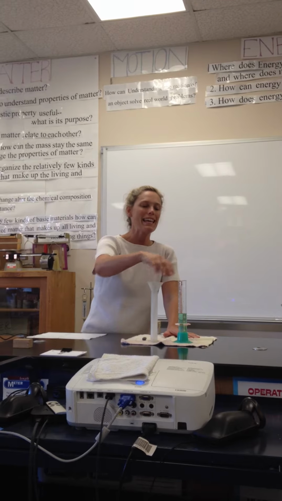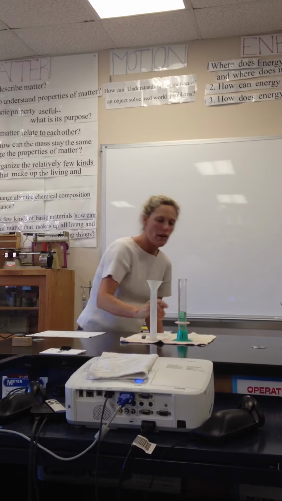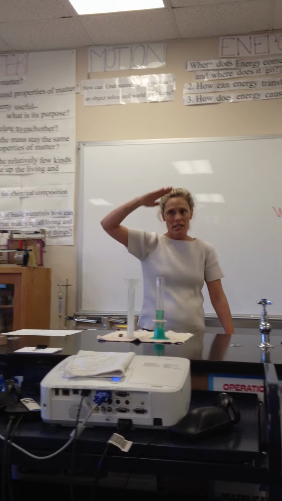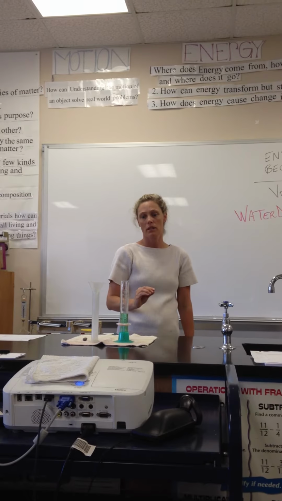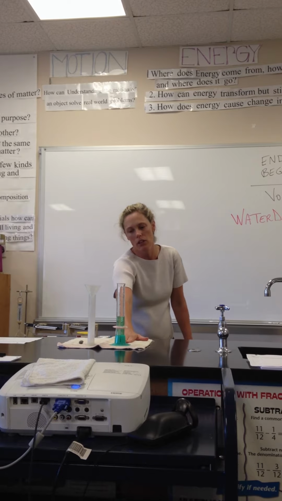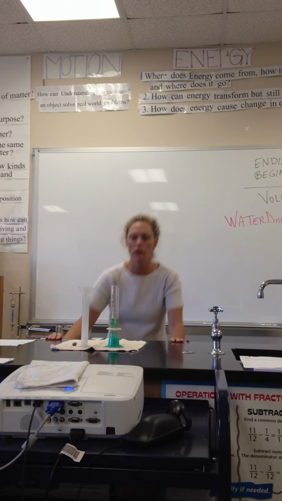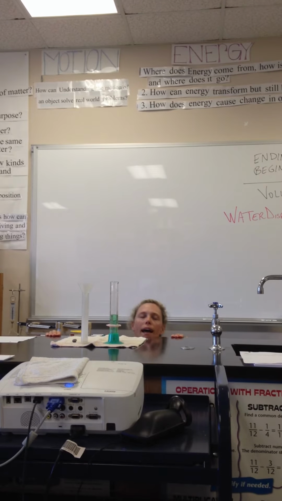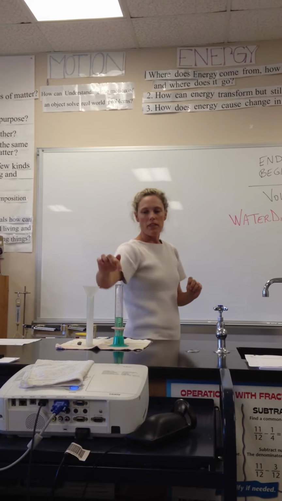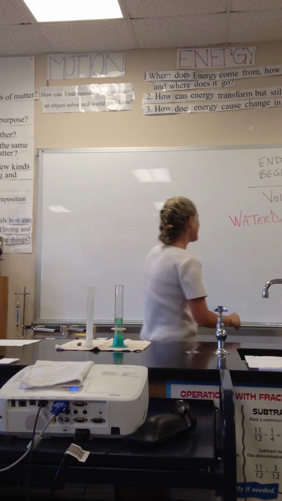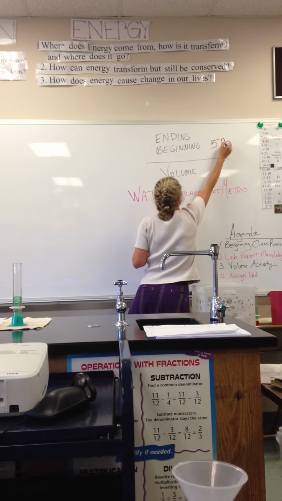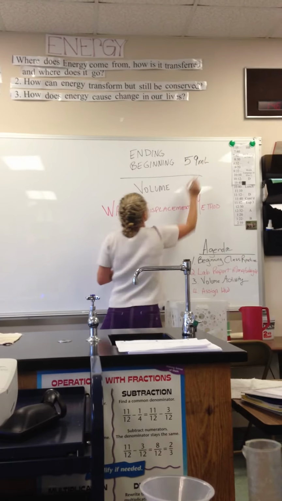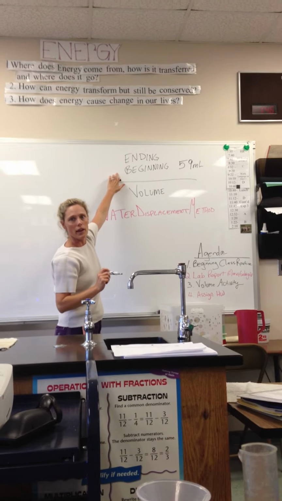Then find the beginning value of the water level. Notice I bring my eyes down exactly to eye level with the lines. That's important, so that the graduated cylinder stays level on the table, and you bring your eyes down, and I can see that the water level is at 59 milliliters. Notice how this is set up, so that here's the beginning water level.